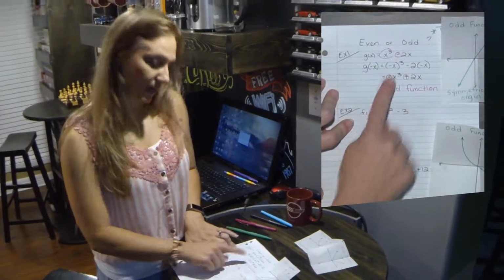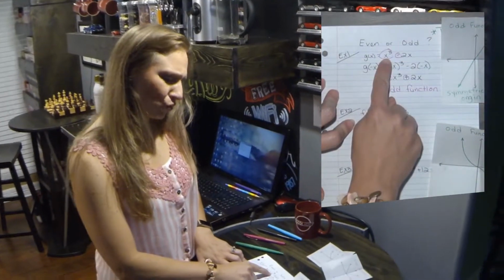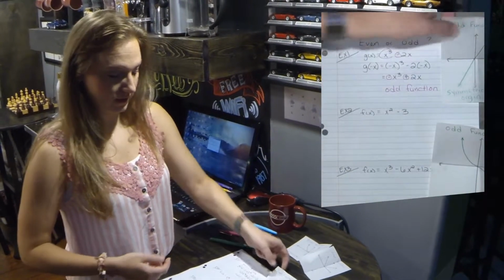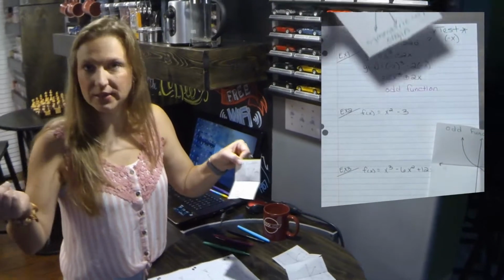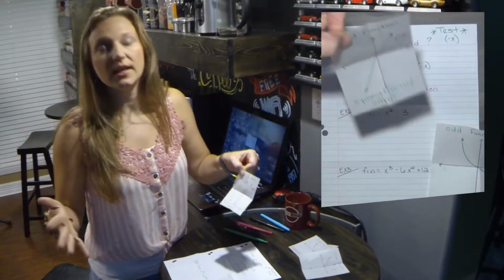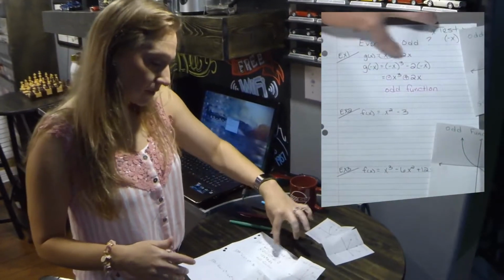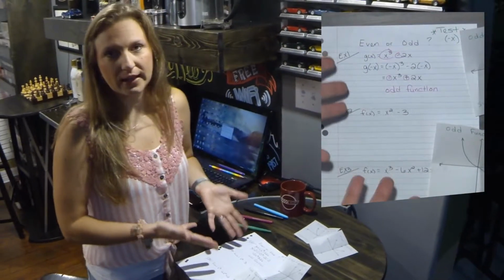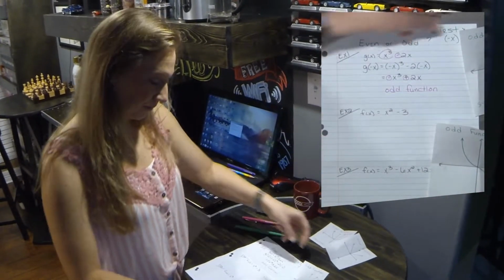This is helpful because you may not be able to recognize what x cubed minus 2x would look like from a graph, whereas if I gave you y equals x, you're like, oh, I know what that looks like. It's symmetric to the origin. It's an odd function. Sometimes the algebraic method is helpful because we can't always tell by just looking at it what the graph is going to look like.